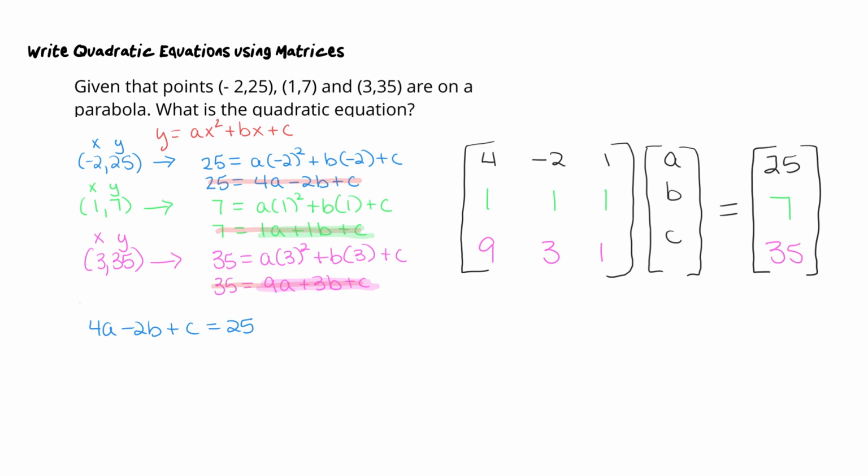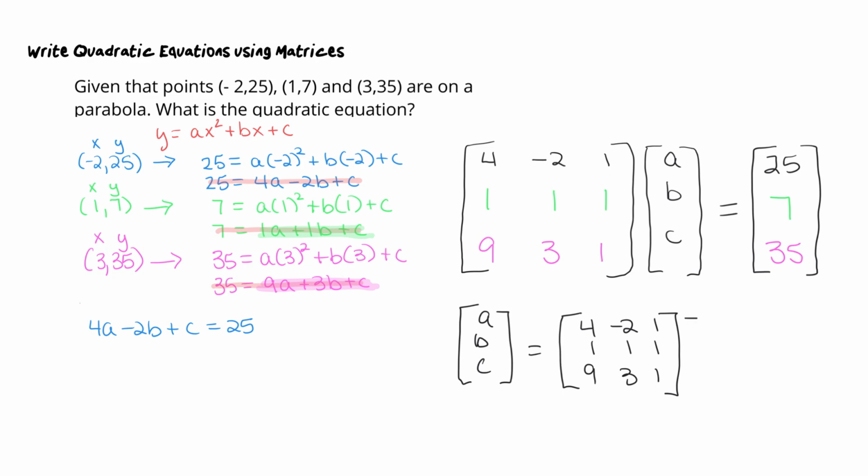So again, this is my matrix equation, but I want you to understand that to find my a, b, and c, we would have to take the inverse of the first matrix and multiply it by the constant matrix 25, 7, 35. Now you can do this on your calculator. You would have to do the inverse of the first one times the second one.